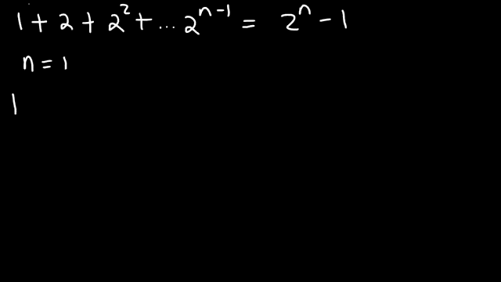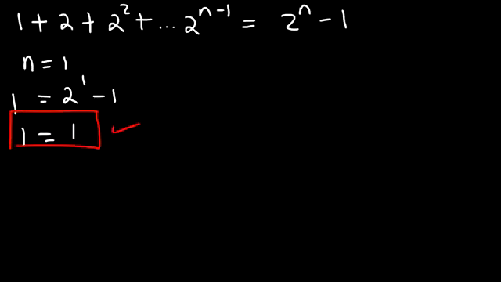So the first term is 1, and on the right side, let's replace n with 1. So that's going to be 2 to the first power minus 1. So that's 2 minus 1, which is 1. So it's true when n is 1. It's true for the first term. Let's see if it's true for the second term.